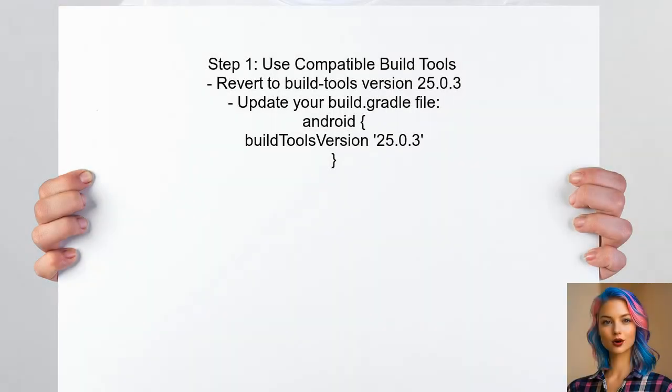To address the issue with AAPT2 failing to merge resources, the user should first ensure that the correct version of the Android build tools is being used. Since the user mentioned that everything works fine with build tools version 25.0.3, it may be beneficial to revert to that version temporarily.